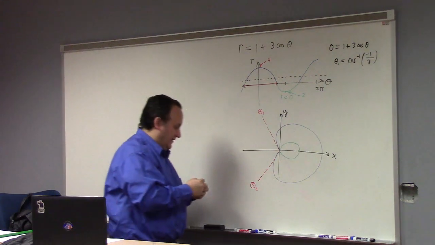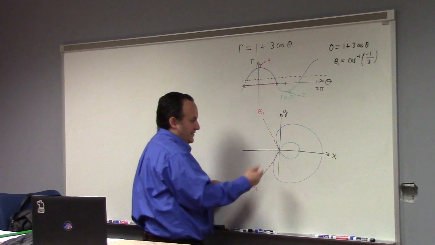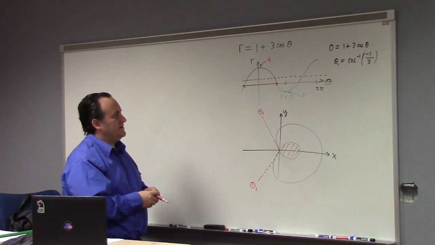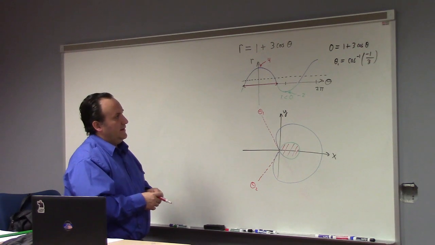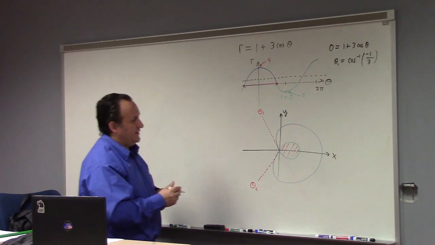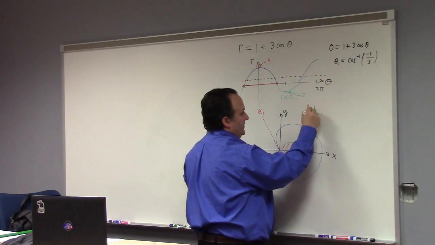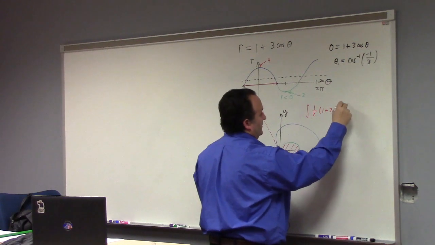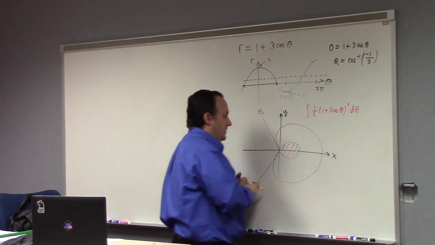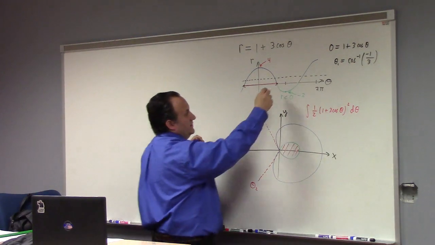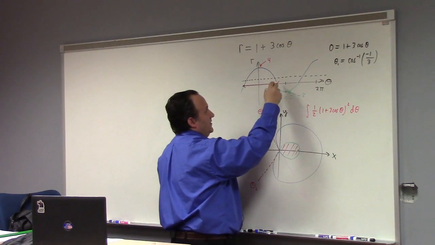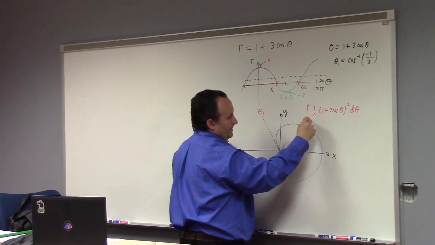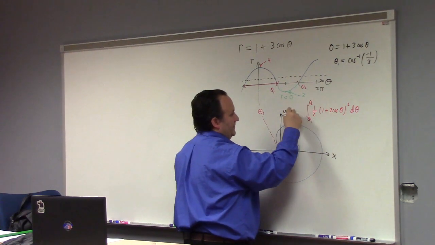So I asked you guys to find the area of this shape in here, right? So I think what you'd want to do would be to integrate 1/2 (1 plus 3 cosine theta) quantity squared d theta. And the bounds that you would want would be from here, let me call that theta 1, over to here, let's call it theta 2. So that would be the area.